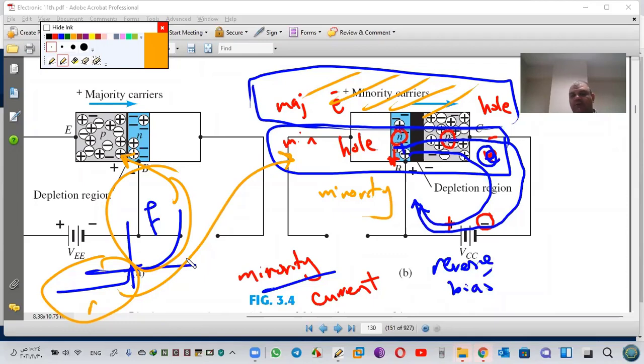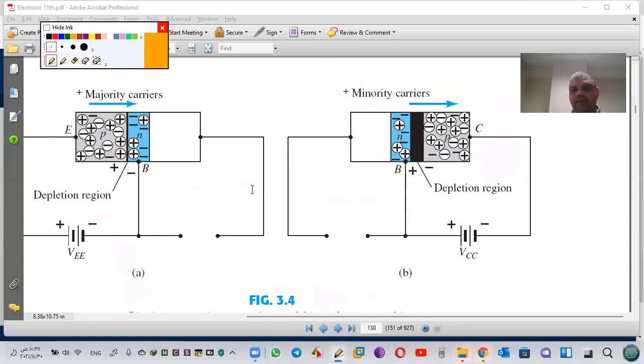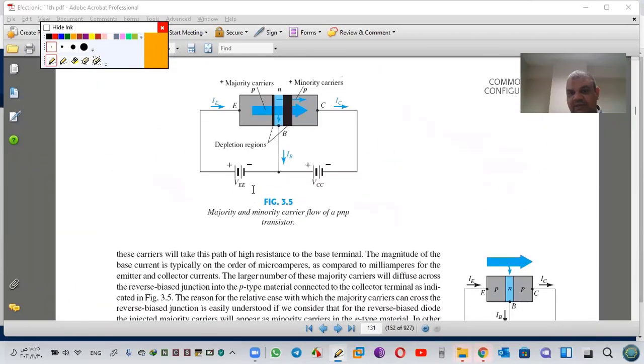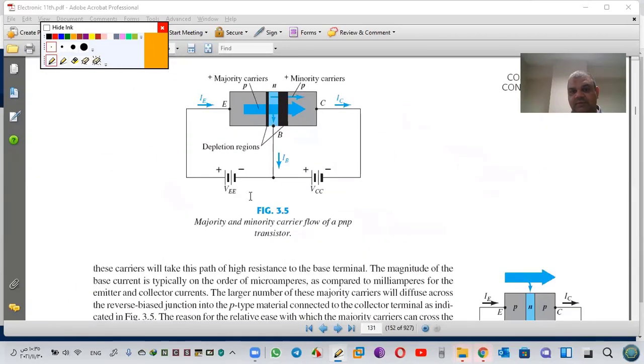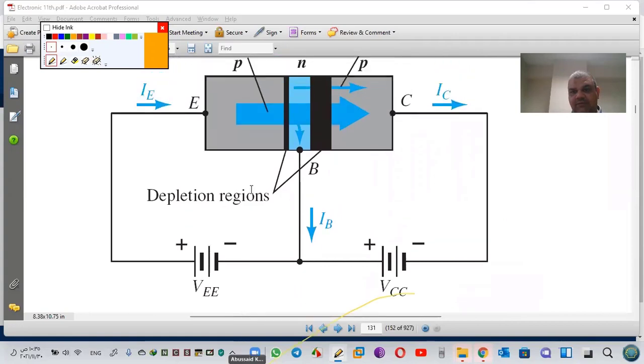Is it clear for you? Any question about this? Now, if we connect VEE and VCC together, what will happen? It's another question. Let's see what happens when the two powers, VEE and VCC, are connected together. See here? This is very important.